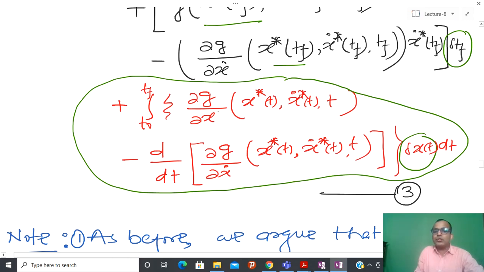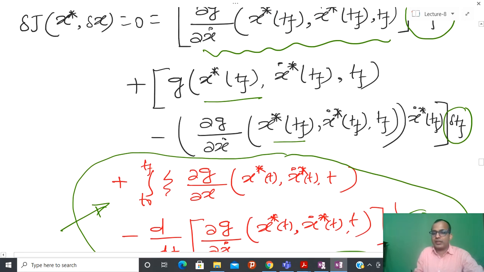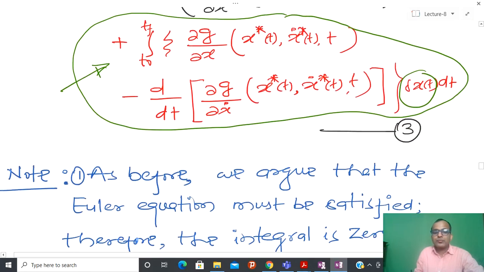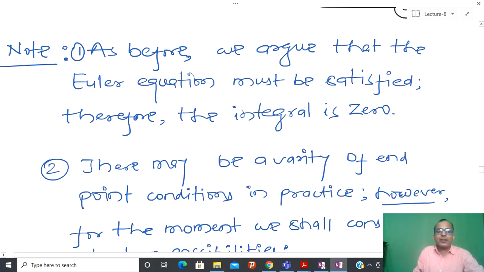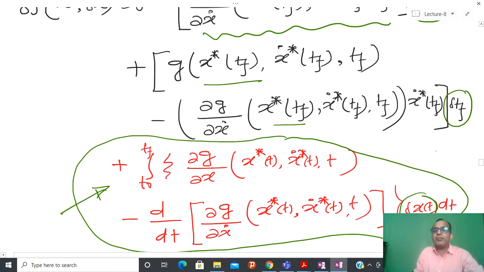And if you use the fundamental lemma of calculus of variations, then this provides us the Euler-Lagrange equation, and these two give us the boundary condition. So now, the note I have written here: as before, we argued that the Euler equation must be satisfied, therefore the integral equals 0. So the integral means the Euler equation will come in all cases, type 1, type 2, type 3, type 4.